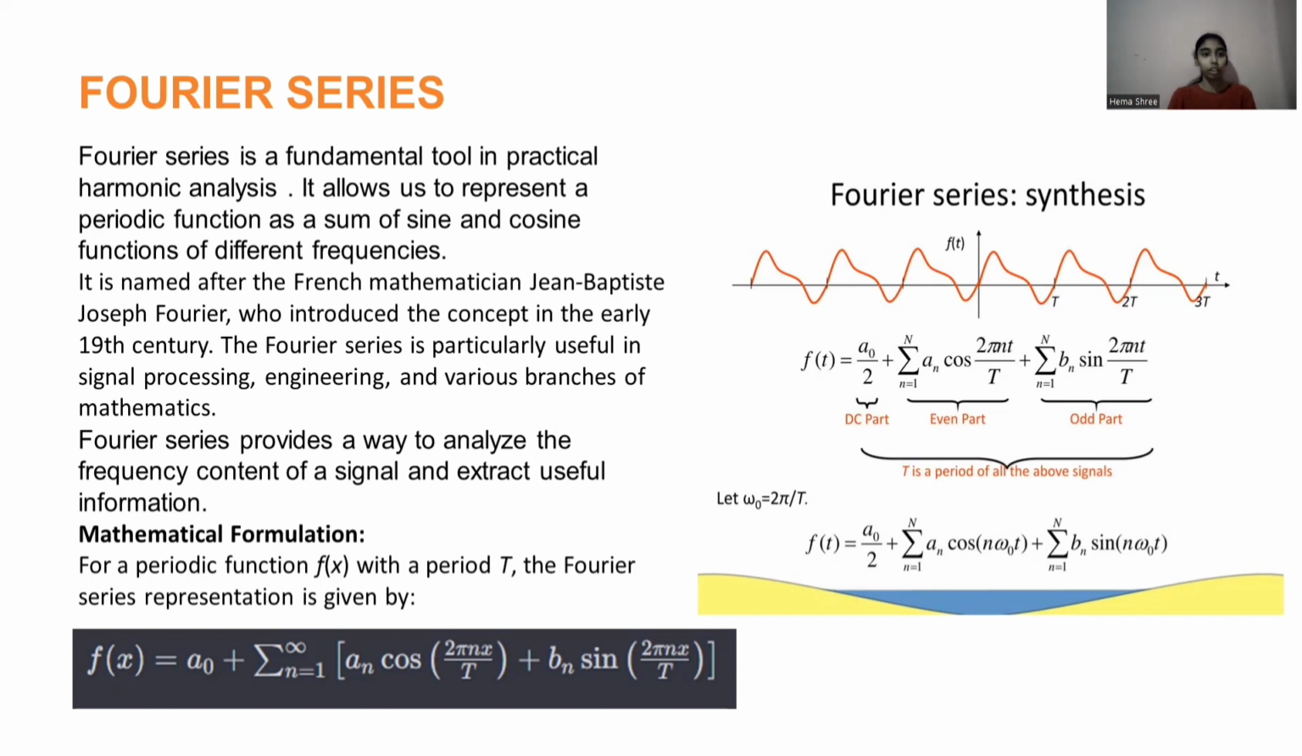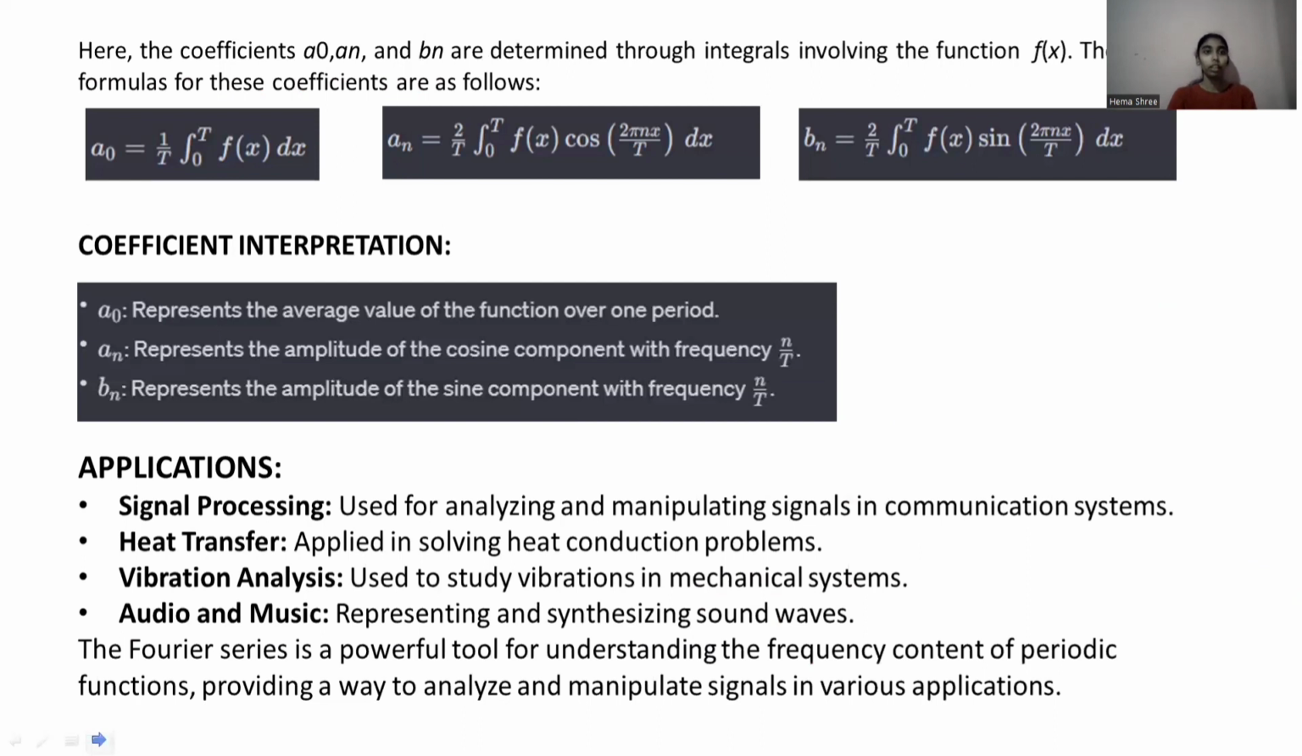Mathematical formulation. For a periodic function f(x) with a period T, the Fourier series representation is given by this. Here the coefficients a0, an, and bn are determined through integrals involving the function f(x). The formulas for these coefficients are as follows.